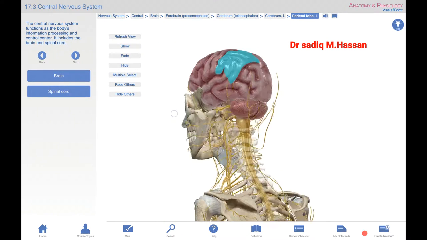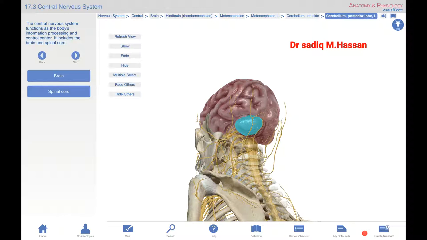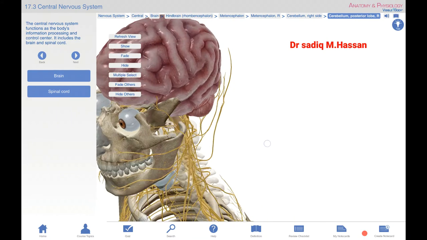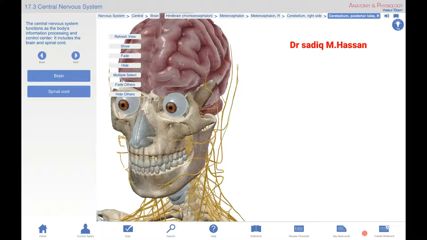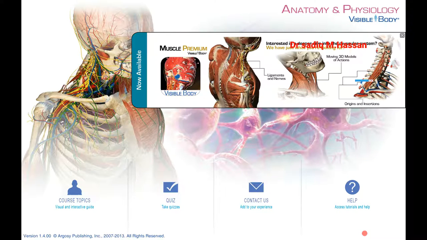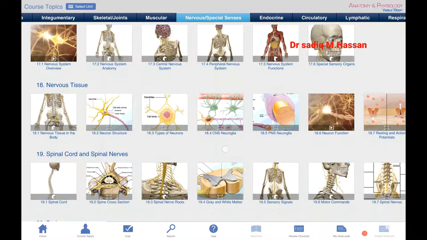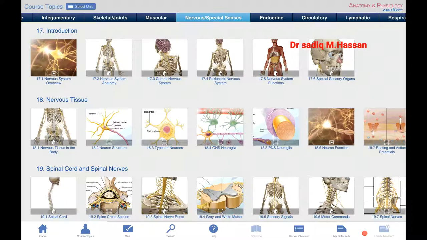What about the cerebellum? Here is the cerebellum. The cerebellum is this one. And this is the left side, and the right side: left cerebellum, right cerebellum. So what we are saying is that the central nervous system is divided into all of this. But what about the nerves?